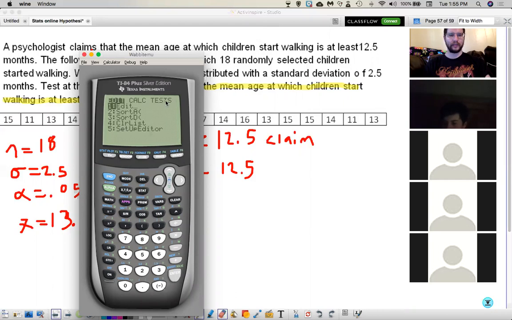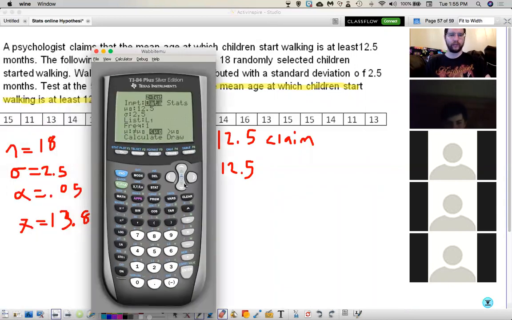Then I go to stat, go to test, run the Z test. Instead of stats, I'm going to select data. Then I just type in my information. The mu is 12.5, the population standard deviation, sigma, is 2.5. List: I type my data in list 1. If you typed in list 2, you'd hit second 2, and that's list 2. Mine, however, is in second 1, list 1. Frequency will always be 1 for our class. And we look at our tail. It's a left tail, so we're good. Keep that highlighted.